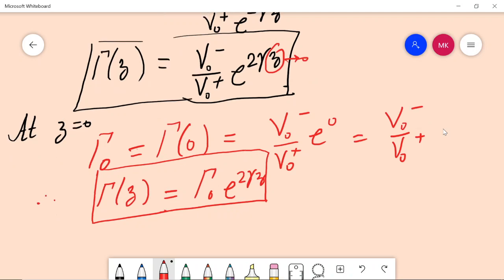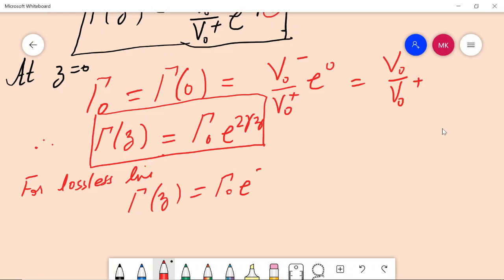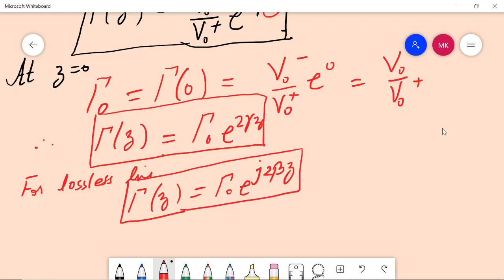And for the lossless line, the reflection coefficient will become gamma naught e to the power j 2 beta z, because alpha will be 0. So for the lossless lines, this is the case here.